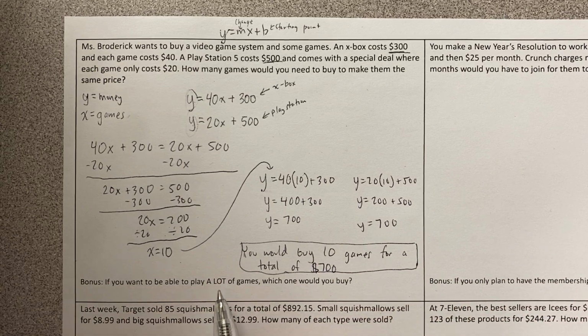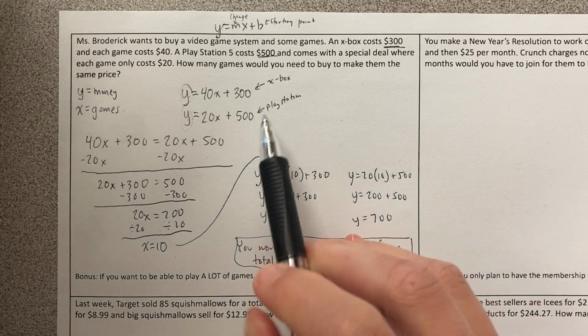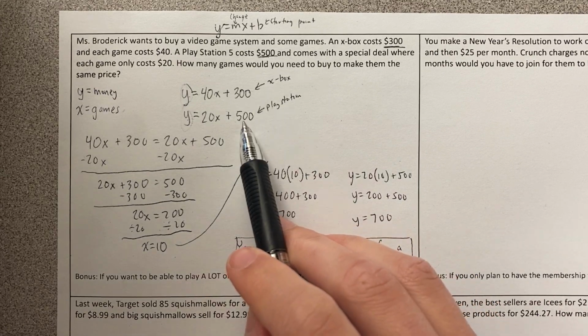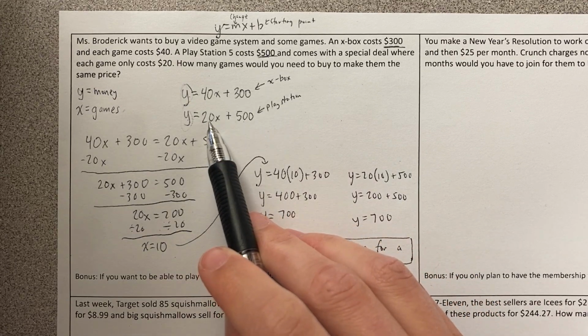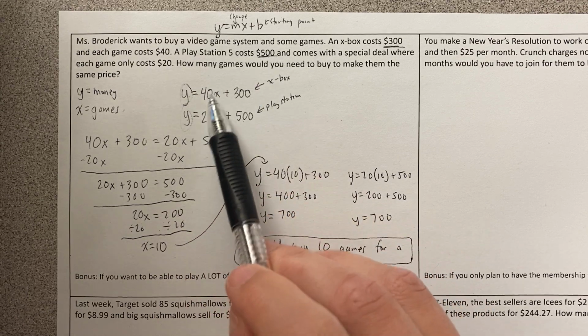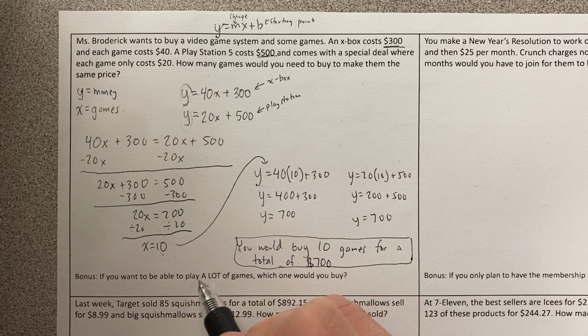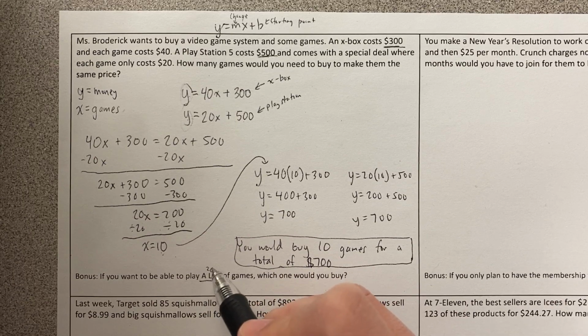If I want to be able to play a lot of games, which one would you buy? Okay, let's think about this. The PlayStation costs more to start with, but then the games are less. The Xbox costs less to start with, but the games are more. They're the same price at 10 games, so let's say I was planning to buy 20 games. Let's just use a big number, like this says a lot.